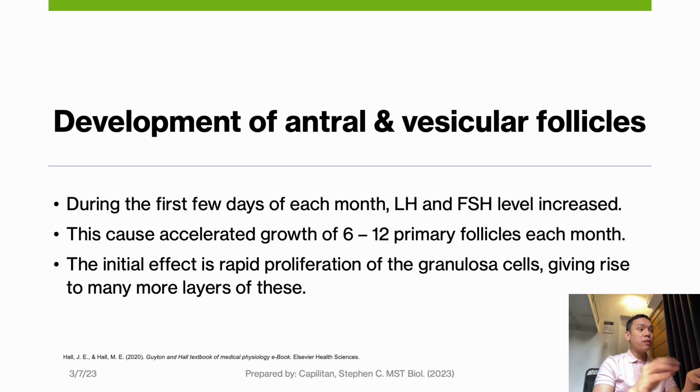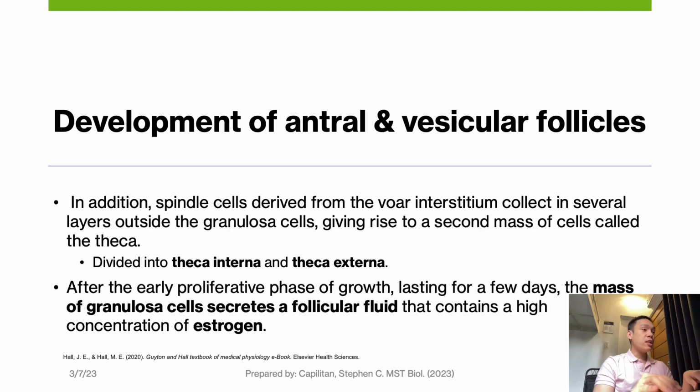The antral and vesicular follicles: in the first few days of the month, the LH and FSH levels are increased with accelerated growth of 6 to 12 primary follicles each month. The initial effect is rapid proliferation of the granulosa cells, giving rise to many more layers of these. In addition, spindle cells derived from the ovarian interstitium collect in several layers outside the granulosa cells, giving rise to a second mass of cells. We call them the theca, which is divided into theca interna and theca externa.